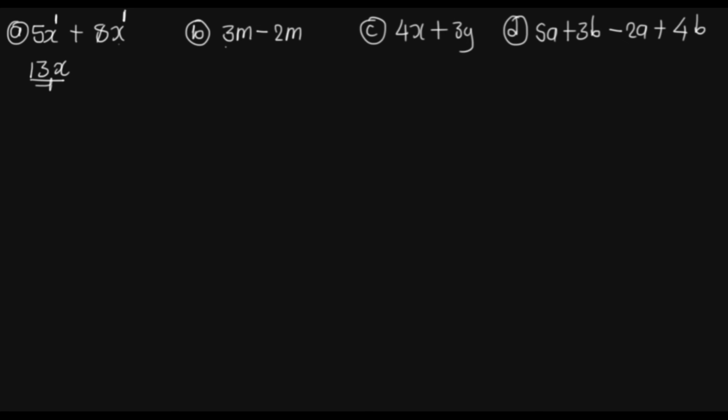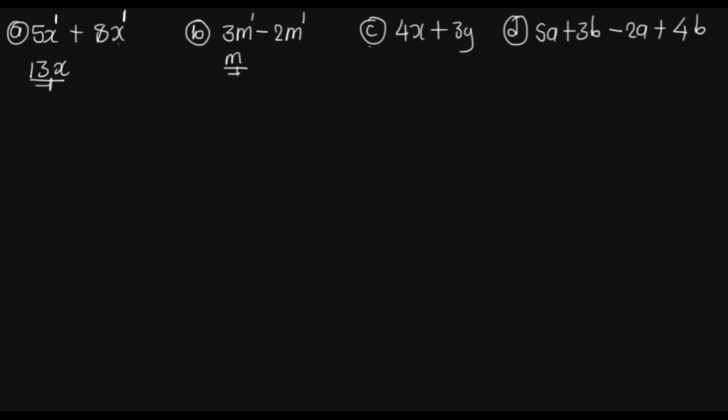Okay, now let's look at question B. Let's see if they are like terms. Step number 1, they have the same variable. Number 2, we need to check the power. This m is raised to the power 1, and this one is also raised to the power 1. So you can see that they are like terms. So we can subtract 3m minus 2m, we get m.